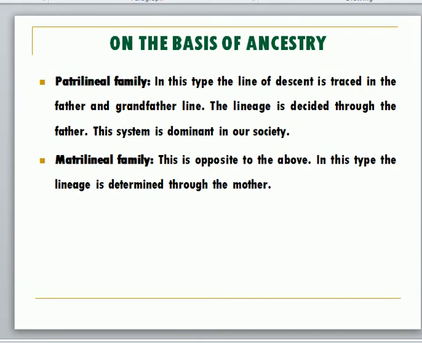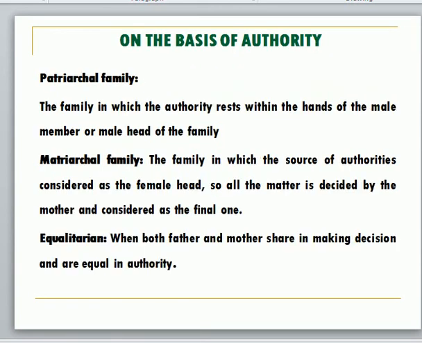So that is called matrilineal and patrilineal. The more common thing that we are facing in our society is patrilineal. It means children go to their father's side. So we have another type of family that is based on authority. Based on authority, we have the patriarchal family.